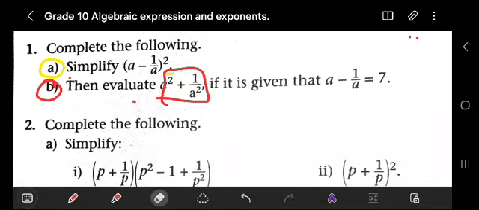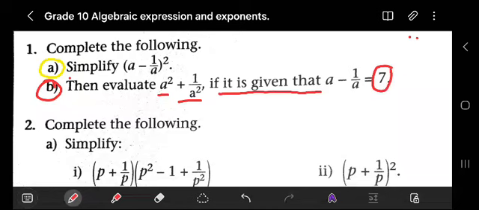Okay, evaluate. They say we should evaluate A squared plus 1 over A squared if it is given that A minus 1 over A is equal to 7. We're supposed to find the value of this, guys. They say evaluate this, find the value of this.